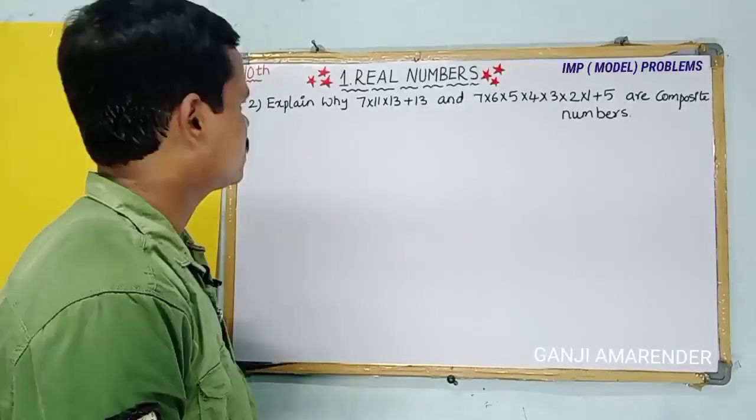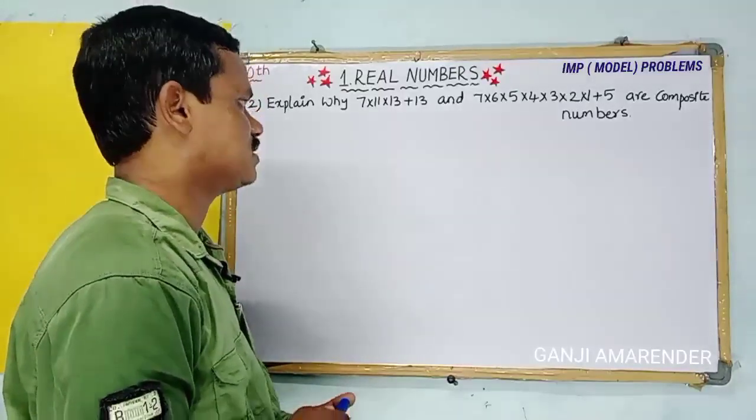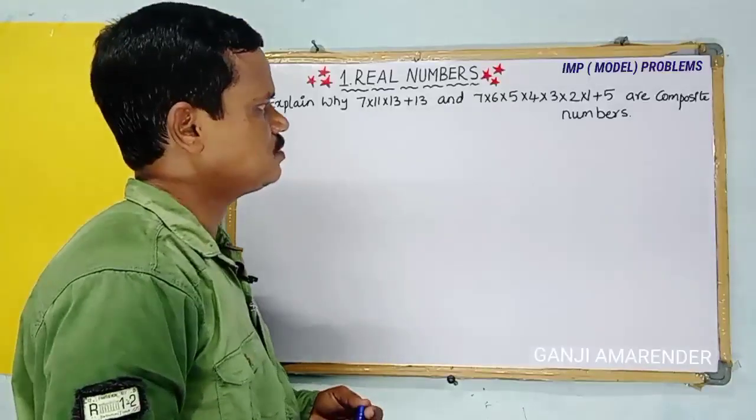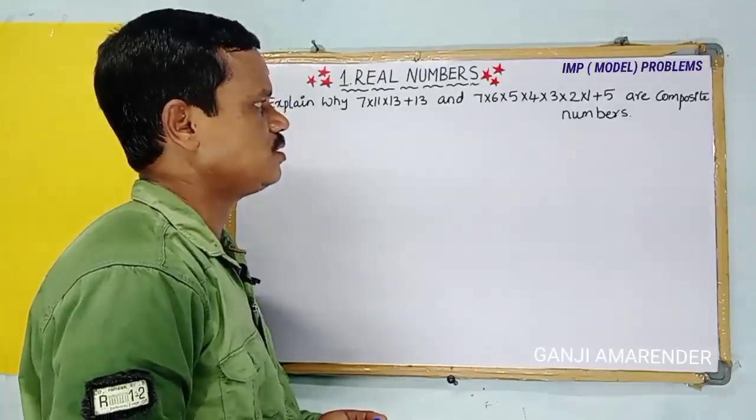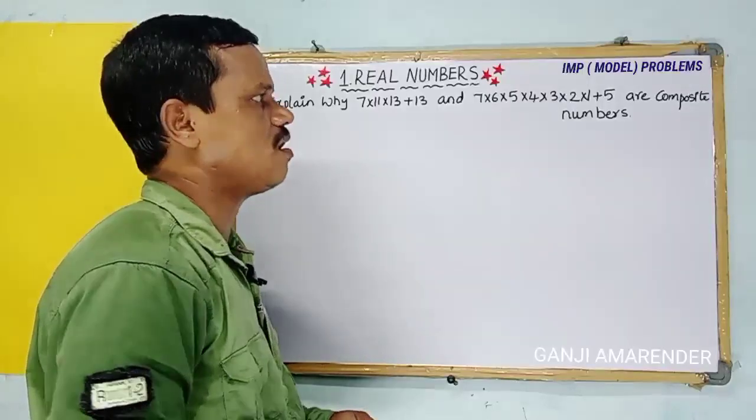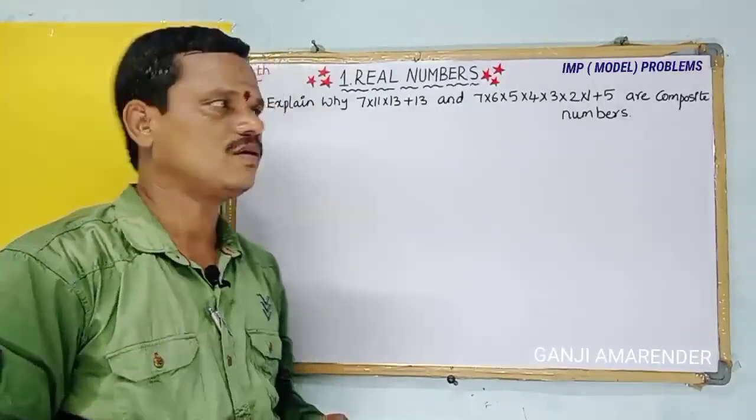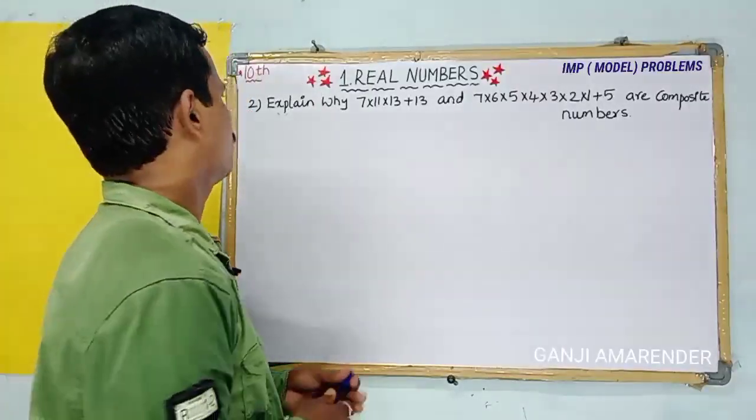Okay, second problem. Explain why 7 into 11 into 13 plus 13 and 7 into 6 into 5 into 4 into 3 into 2 into 1 plus 5 are composite numbers. Okay, solution.